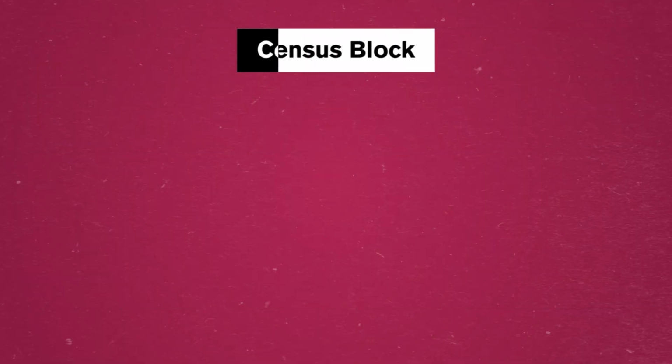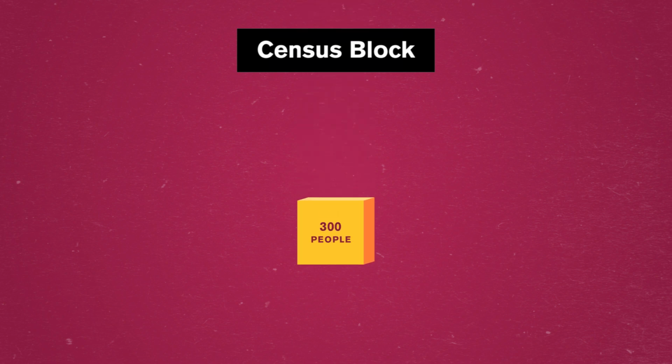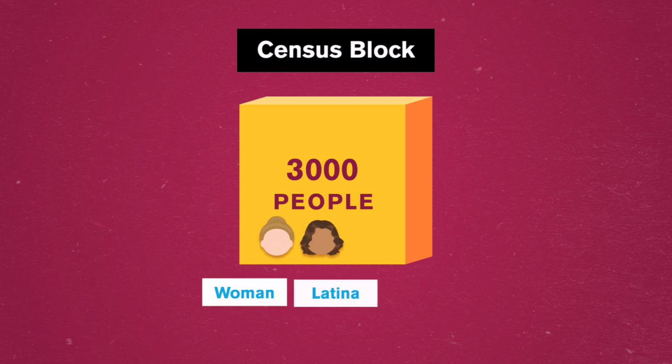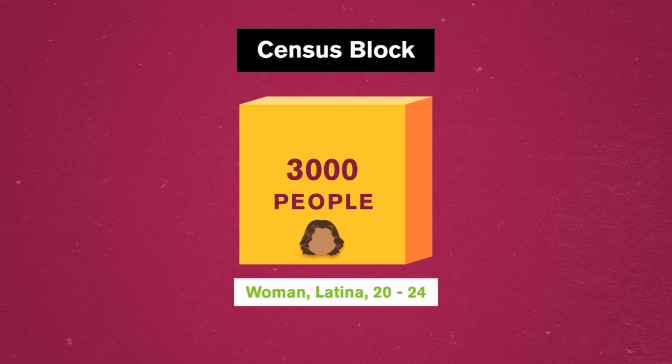For example, a census block is an area with anywhere from a few hundred to a few thousand people. It's probably unlikely that you're the only woman, the only Latina, or the only person in the 20 to 24 age group in the block. But it's much more likely that you're the only Latina woman between 20 to 24 in the block. In groups of small people, those who don't fit the majority profile may be more vulnerable to being identified, even in aggregated data.